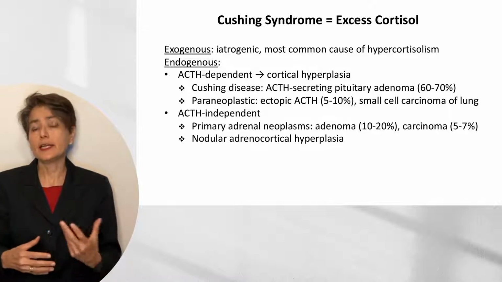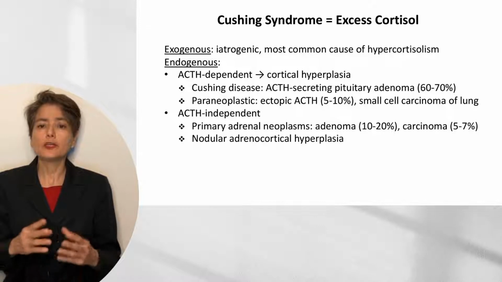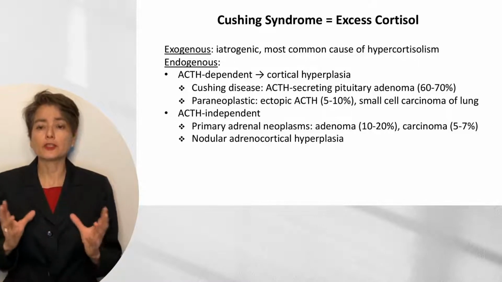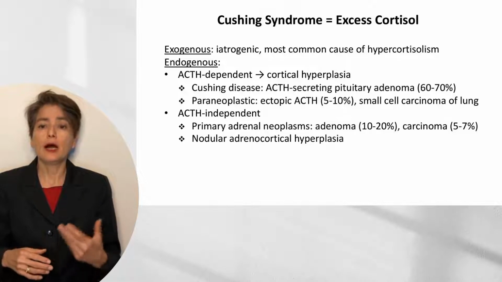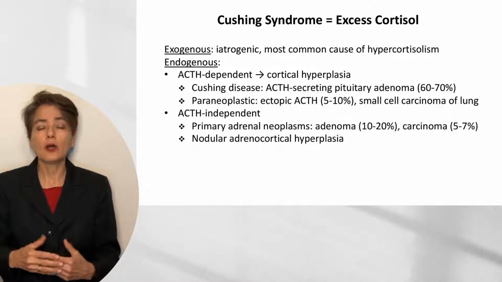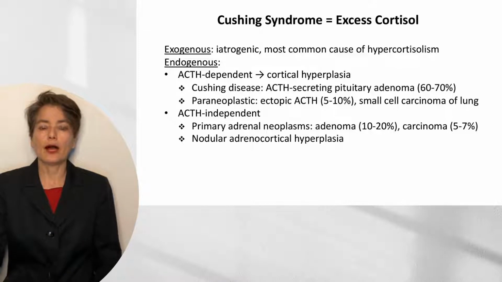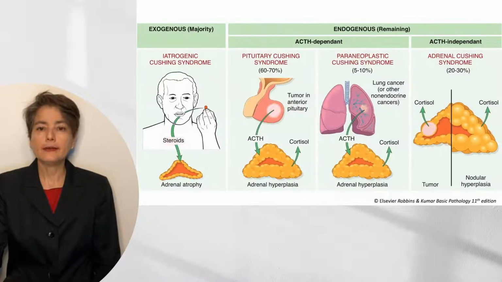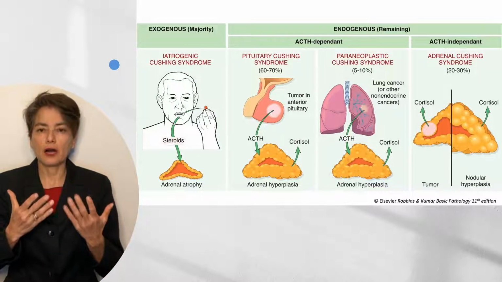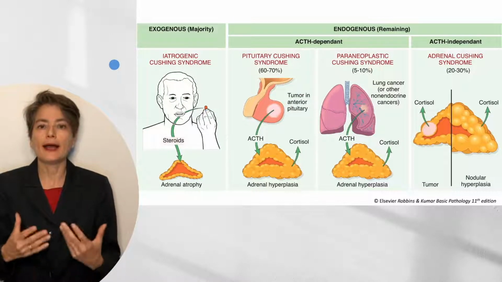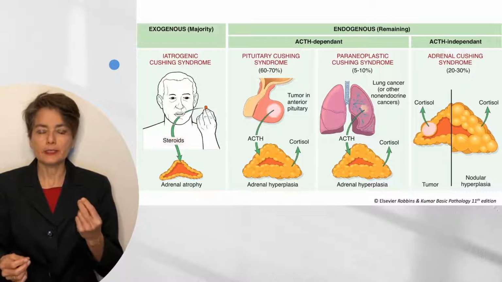Now, the ACTH-independent Cushing syndrome is when the adrenal gland is free from external regulation, and this can be through a primary adrenal neoplasm, adenomas more common than carcinomas, or through nodular adrenocortical hyperplasia. Now, here's a nice image that puts that all together. So remember, when you're thinking you have a patient with Cushing syndrome, the most common cause of this is going to be iatrogenic, so a patient taking steroids.